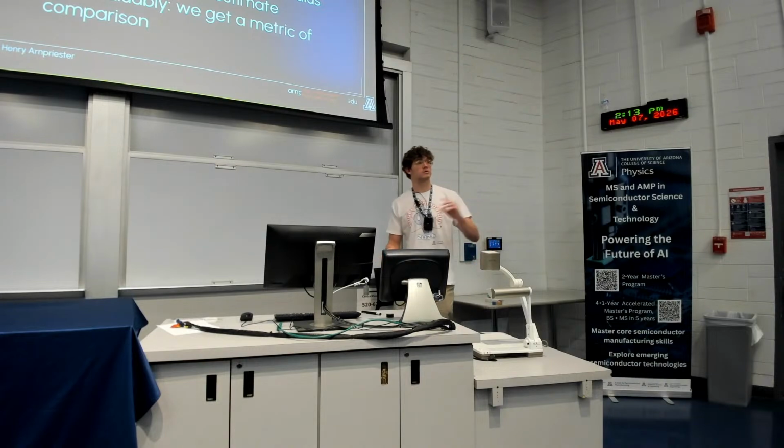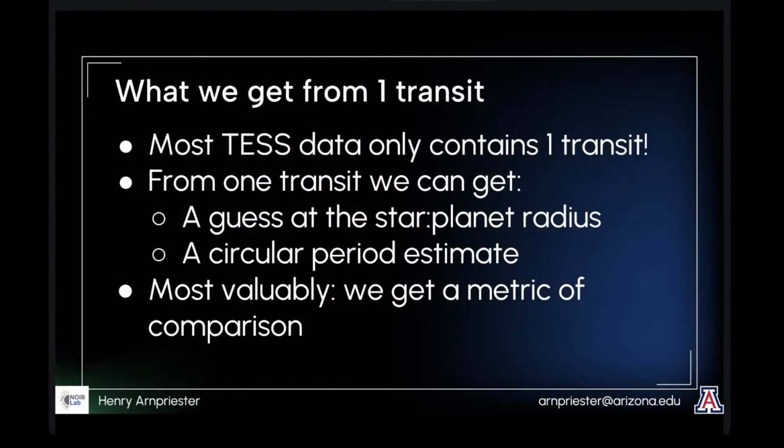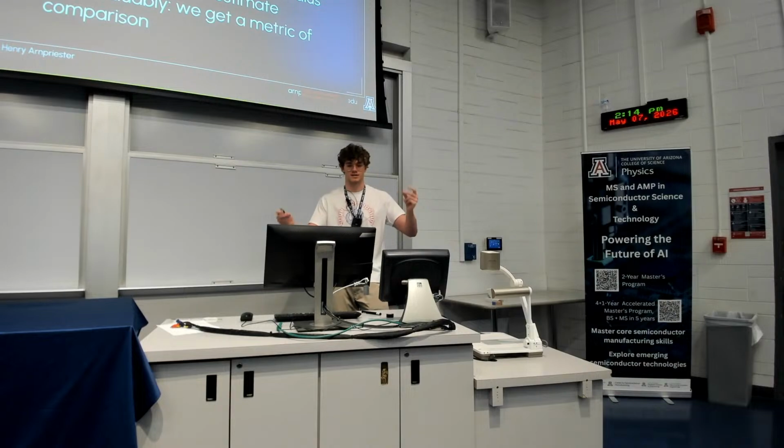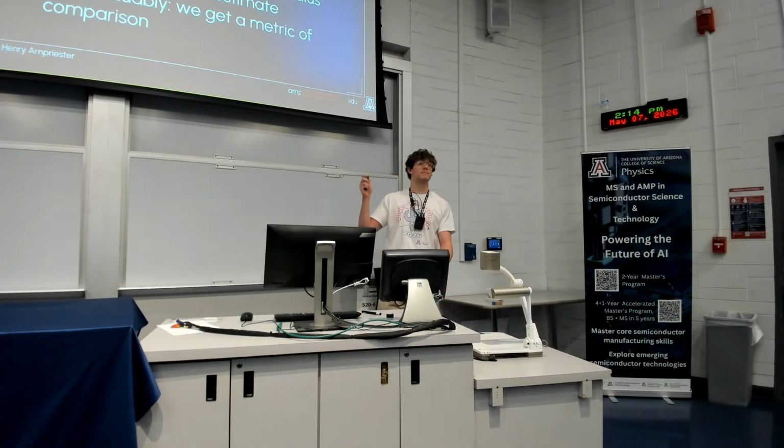So from that test data, we usually have only one transit, one dip in flux. And so what that means is we are very limited in what information we have about the system. We have a guess at the star to planet radius ratio, and we have a rough guess at the period by assuming that it's circular and using the ingress and egress times. But the most valuable thing that this test data gives us is a metric of comparison.